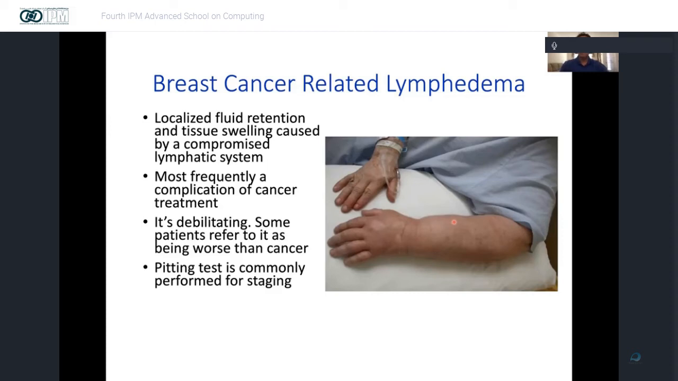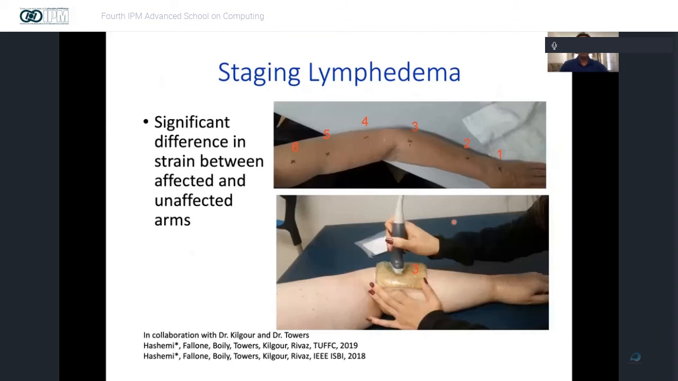So this test is unfortunately very subjective, and also we are only looking at the surface of the tissue. Ultrasound has been investigated to stage lymphedema, but it has been shown that it's not very effective. So we wanted to see whether we can use elastography.